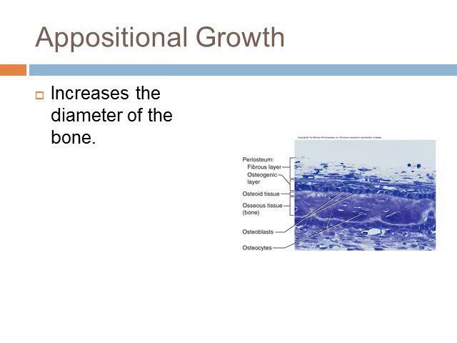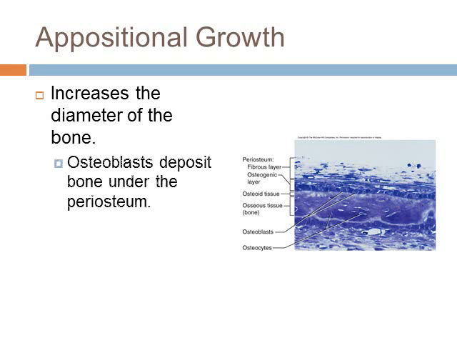Now, the appositional growth, just making it thicker, is also responsible for bone repair, which we'll talk about on the next slide. The way it works is pretty simple. Underneath the periosteum, which is the outer covering of the bone, osteoblasts just start depositing more bone. It's that simple. And the bone starts to gradually increase in thickness.